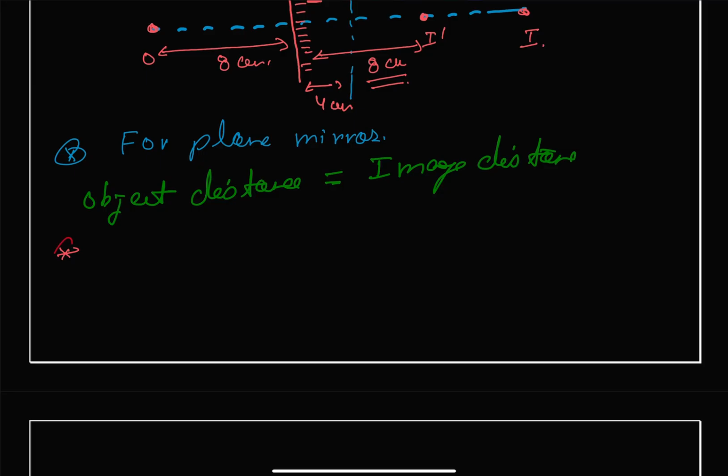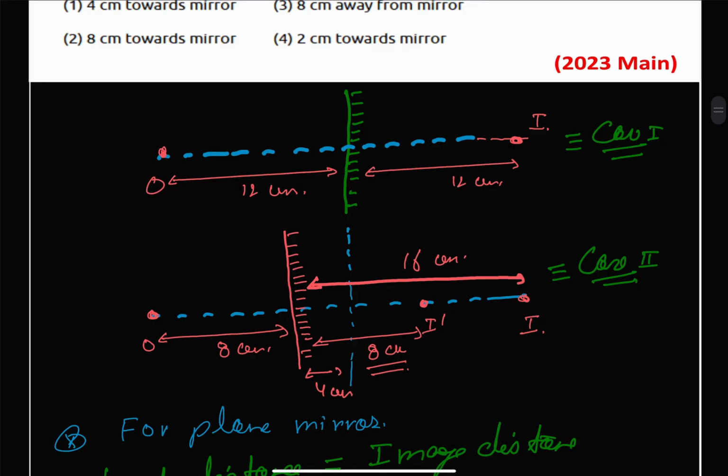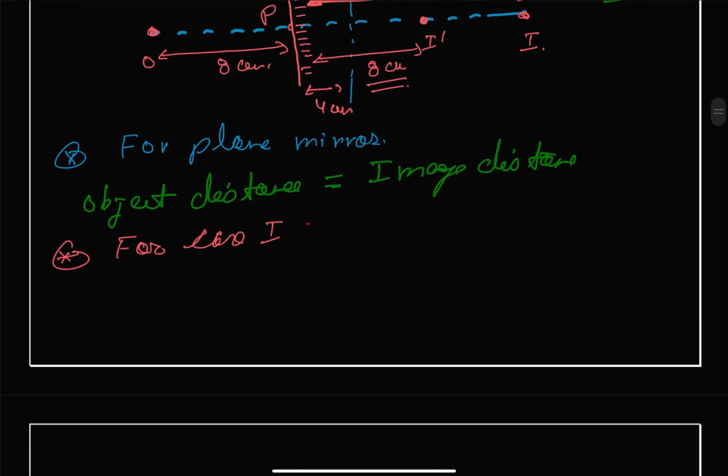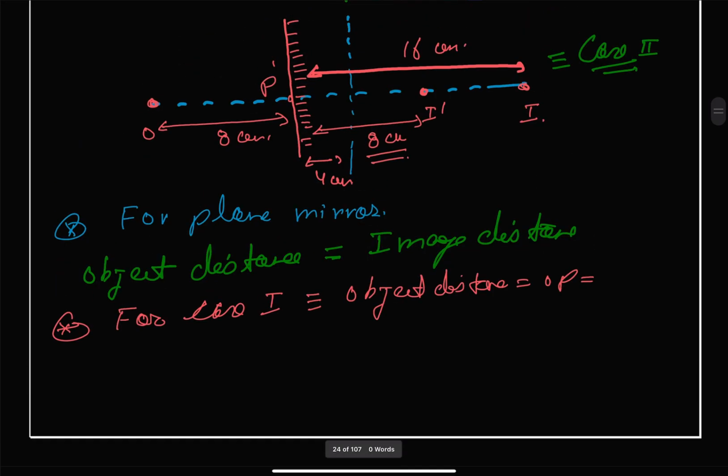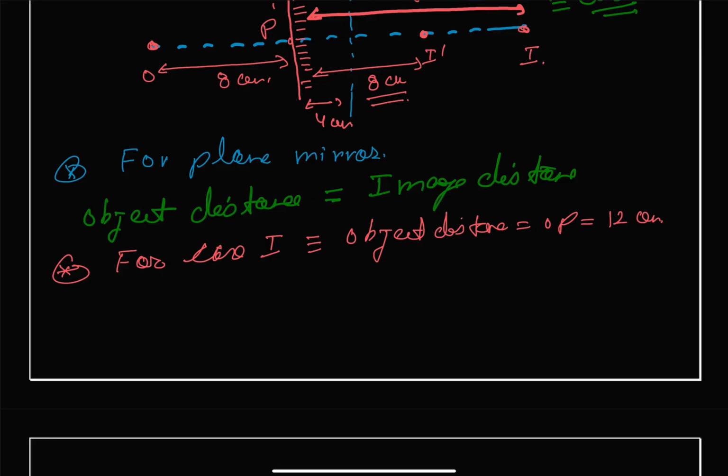Therefore, for case 1, the object distance, let us call this point P and this point P prime. So we can say for case 1, object distance is equal to OP, which is 12 centimeter. Therefore, we can write that the image distance will be PI, and that is equal to 12 centimeter. Now we come to the second case.